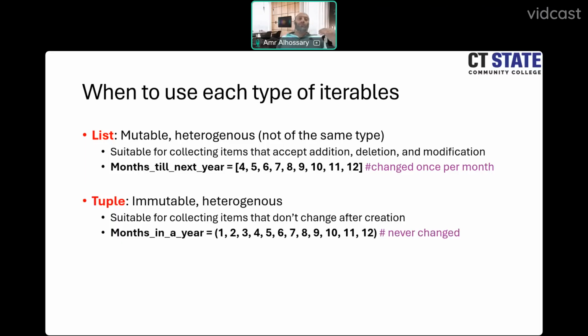On the other side, a tuple is immutable. It also contains heterogeneous contents. So this is suitable for collecting items that don't change after creation because it's immutable. So months in a year is always fixed with numbers from 1 to 12. Compare this to months till next year. This is changeable. So months in a year are suitable to be in a tuple, while months till next year suitable for a list.